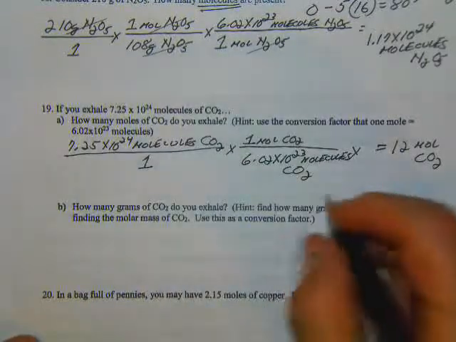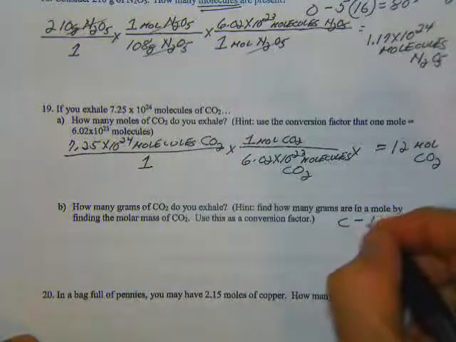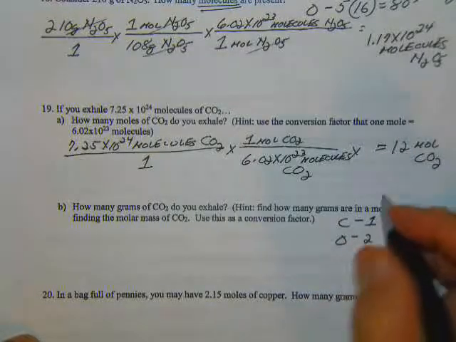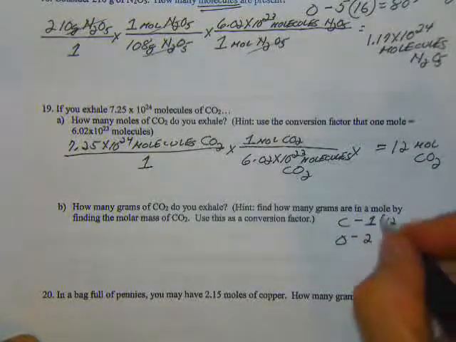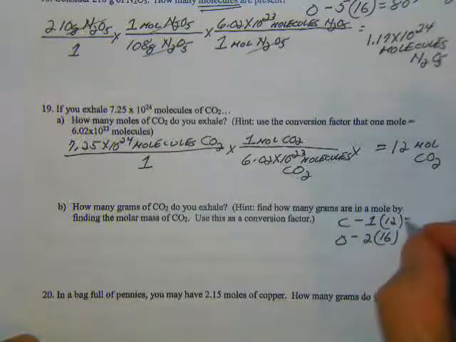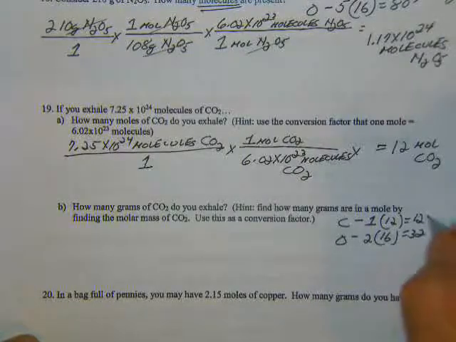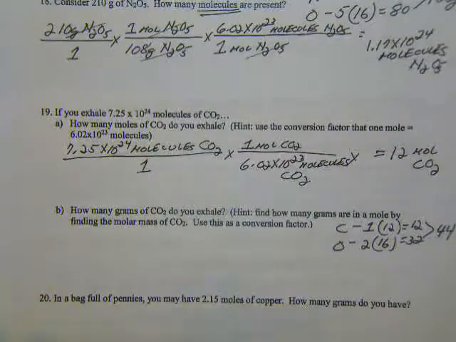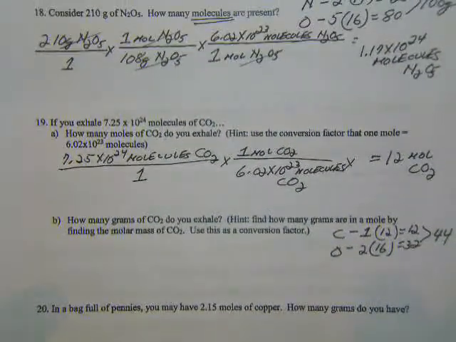All right, so CO2, we've got 1 carbon, and oxygen, we've got 2. And carbon has a mass of 12. Oxygen has a mass of 16. So this gives us 12, this gives us 32, and that will give us 44. So there is the mass of CO2.